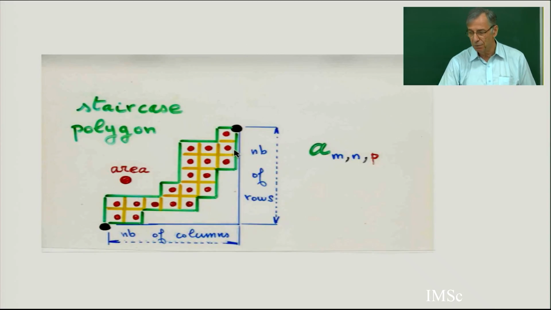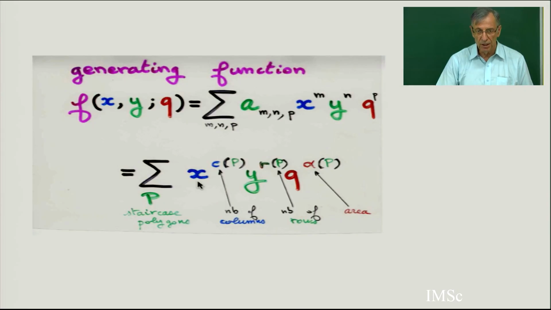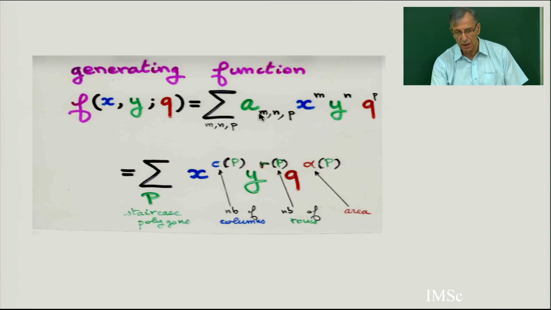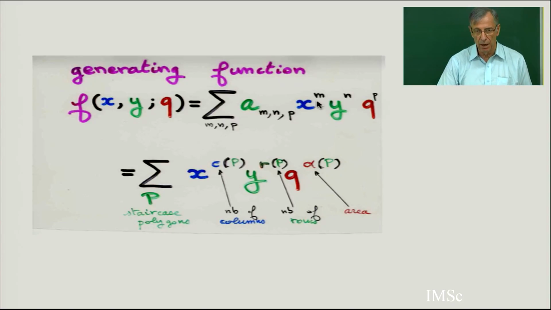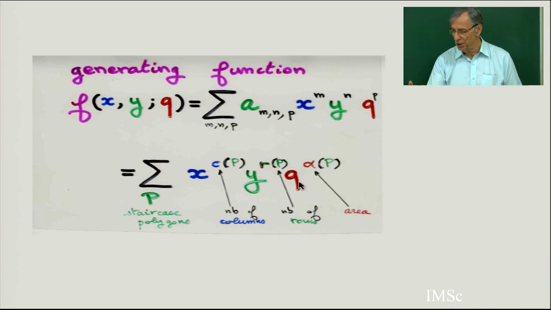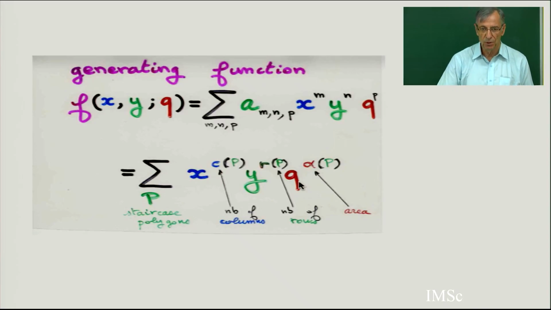But more, instead of counting according to perimeter, we can distinguish column and row. So it's three parameters: number of columns, number of rows, and area. So I have a generating function with three variables: the sum over all staircase polygons with m columns, n rows, and area equal to p. This big summation is an infinite series in x, y, and q. If you put x equal y, then you get back the generating function with two parameters: perimeter, which gives Catalan for q equal 1, and q, the area.